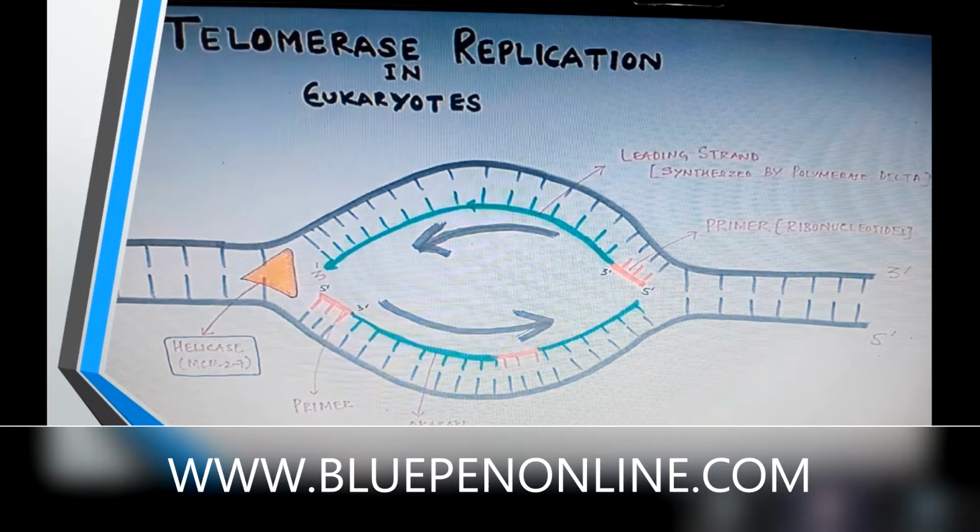Consider this the last portion of replication, the last replication bubble. So the helicase moves to this side, then the DNA unwinds. Here the leading strand synthesis progresses, and here the lagging strand synthesis progresses. Here there is only one primer; in the case of the lagging strand, more than one primer is there. Primer synthesis is in the 5' to 3' direction. Direction is very important, so stick to that direction.